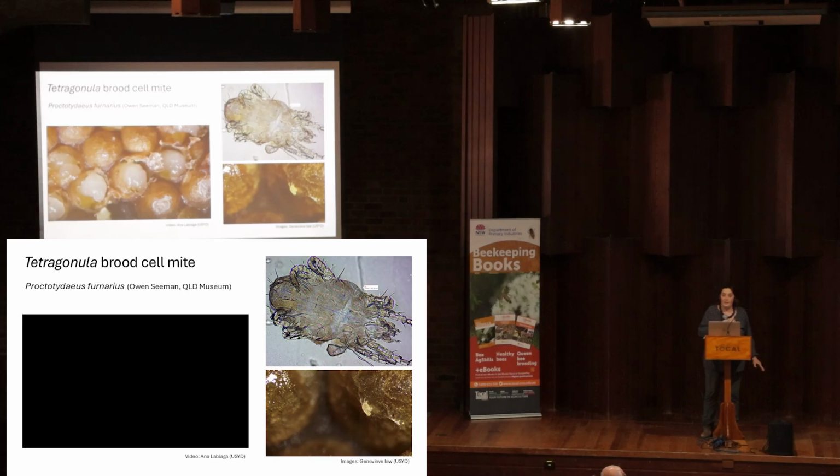But last year we realised that Tetragonula, at least, do have their own brood cell mite. Okay, you can see it walking around in the cells there. It was described by our colleague at Queensland Museum. It's called Proctotidaeus. And these tiny mites also live inside the brood cells of Tetragonula. Okay, and you can see them walking around there in cells that I have ripped open.